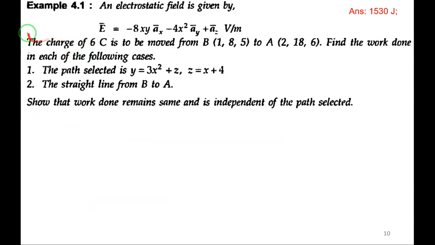Okay, this problem you do it. I'll stop the lecture here. I will just give the hint. E is given, charge Q is given, and it is moved from B to A. Points are given. Find the work done. First case, the path is given. Then second, the straight line path. Use those three straight line equations, and out of the three, use any two. The work done in this case you will get as some x joules. Here also you should get x joules only. Here x is 1530. You have to prove that the work done remains the same in the first case as well as the second case. Okay, I'll stop recording.